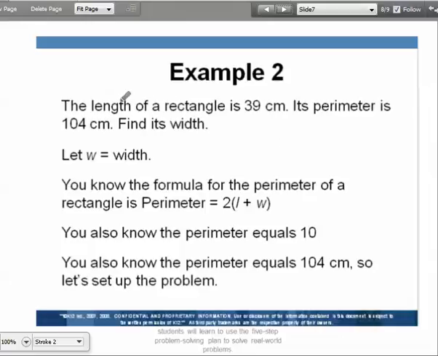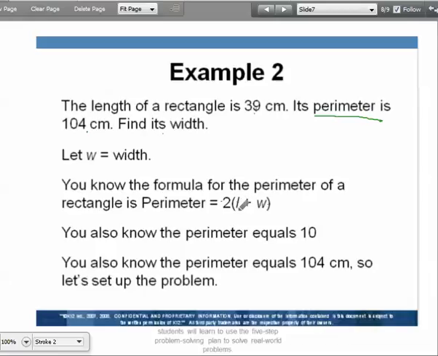Let's try another one. The length of a rectangle is 39 centimeters. Its perimeter is 104. Find its width. Wait a second here. We know how to find perimeter, right? Perimeter is 2 times the length plus the width. So I'm going to stick this 39 in for the length.